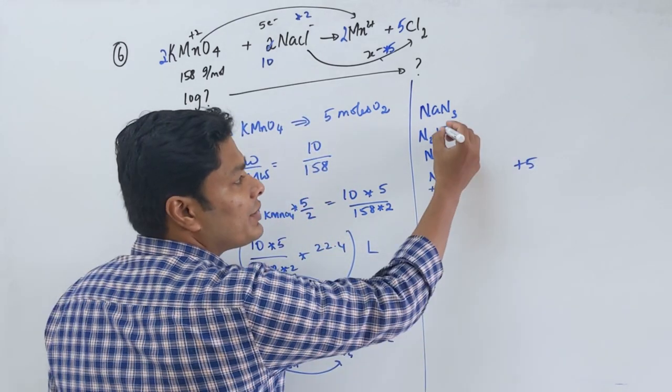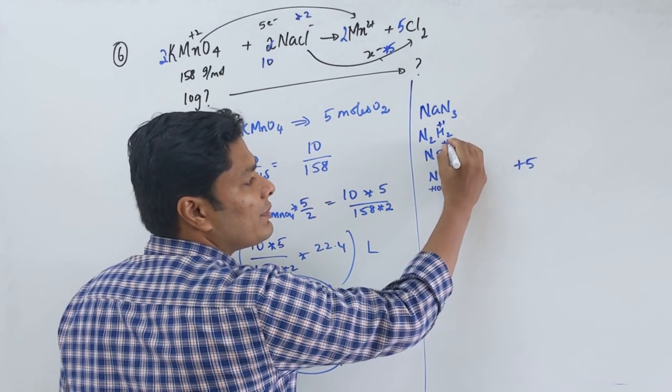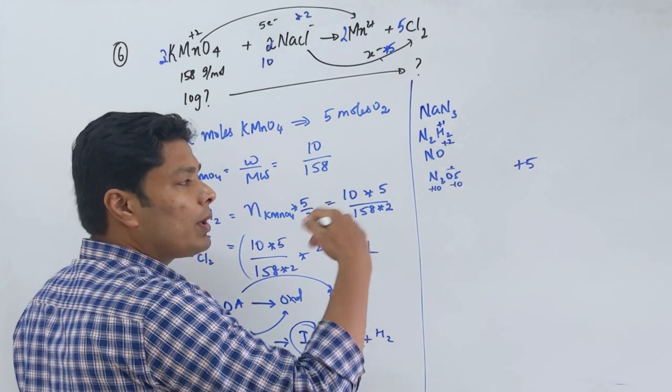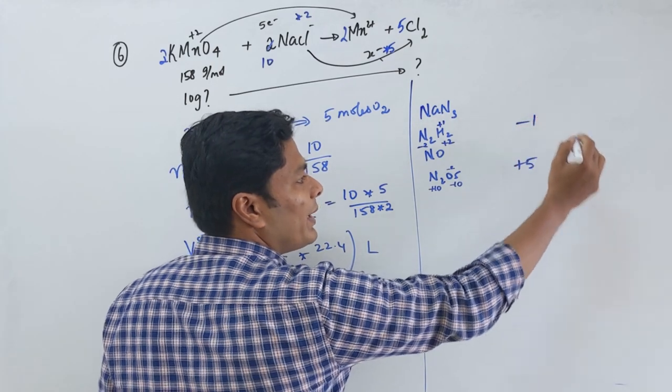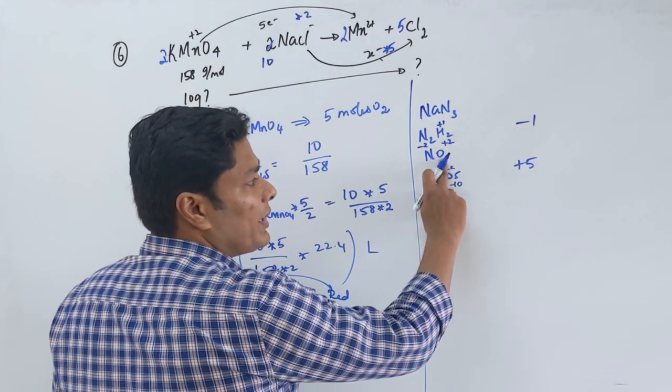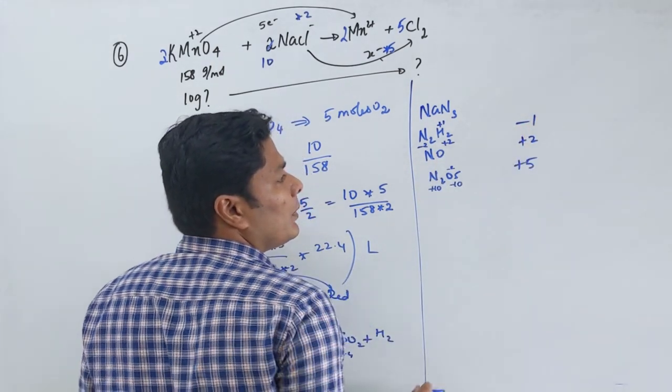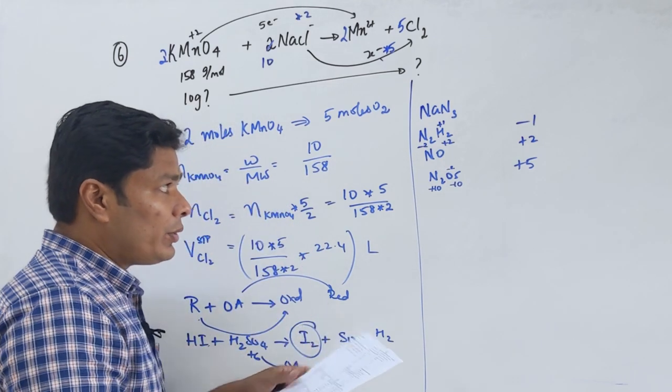Similarly, in N2H2, hydrogen is +1, so the two hydrogens total +2. The nitrogens must total -2, so each nitrogen is -1. NO is -2 and +2.